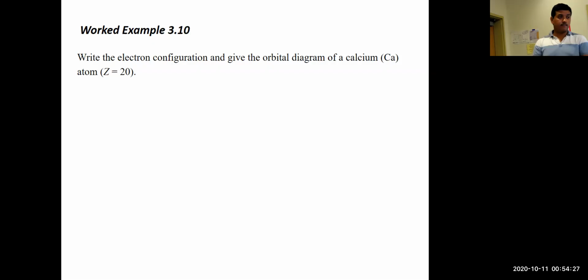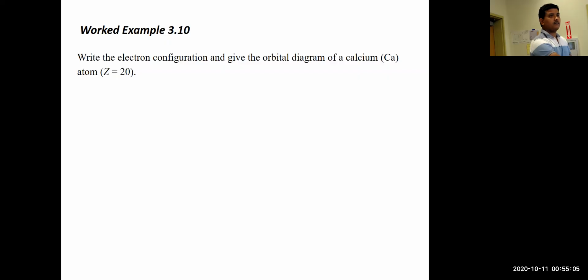let's work on a problem. So the problem is asking us to write the electronic configuration and give the orbital diagram of calcium. So calcium, well, it is generous that it already gave the atomic number, which is 20. So an element with atomic number 20 will have 20 protons. So 20 protons will have 20 electrons. So let's work on the electronic configuration for 20 electrons.